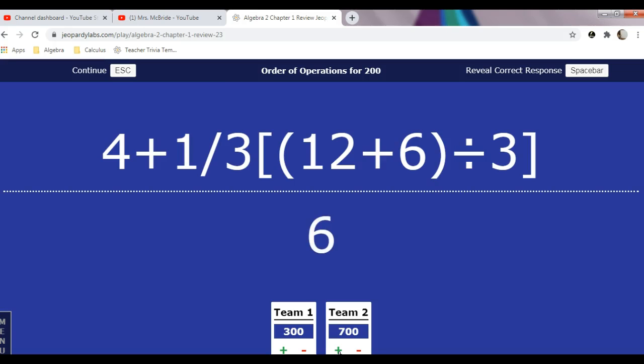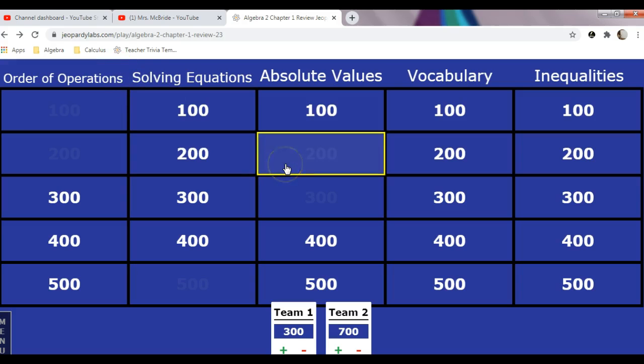Okay, correct answer is 6. 12 plus 6 is 18. That's step 1. 18 divided by 3 is 6. 6 times the third is 2. 4 plus 2 is 6. Okay, back to the beginning.